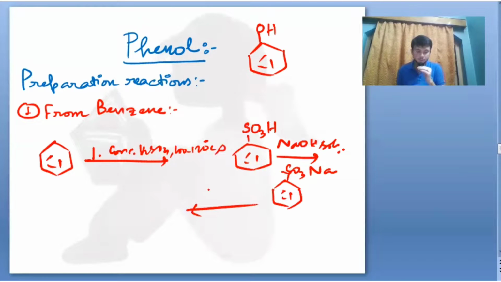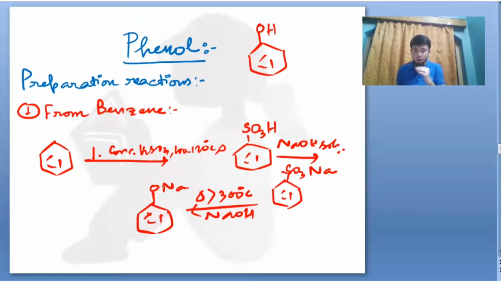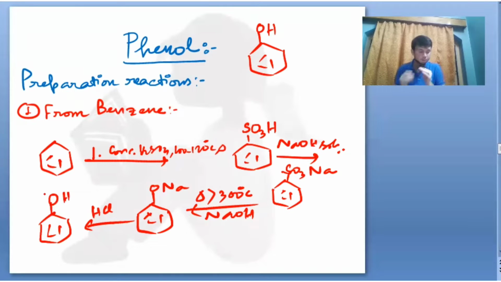Now from that we heat it again at more than 300 degrees Celsius in NaOH. So then it gives us O Na in place of the SO3 Na. Now from that, if we give it an acid, that is HCl, what does it give us? The Na will be replaced with hydrogen and it gives us phenol.